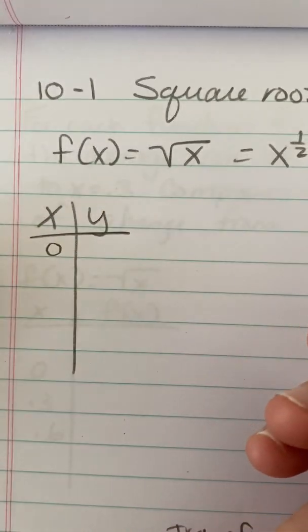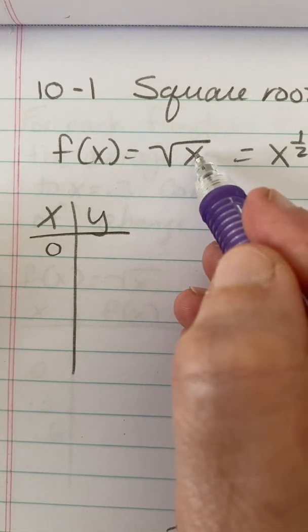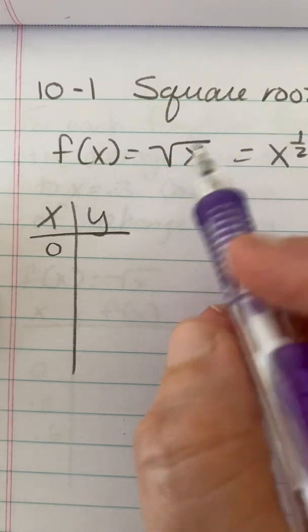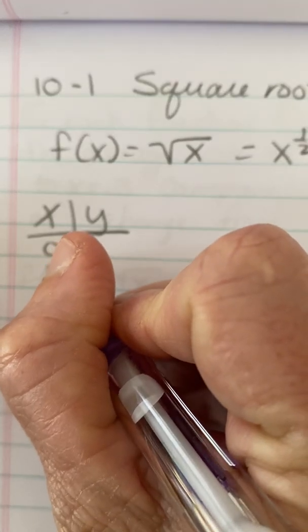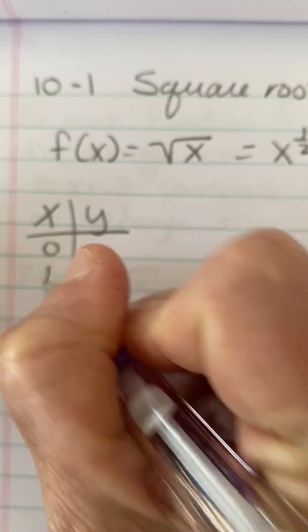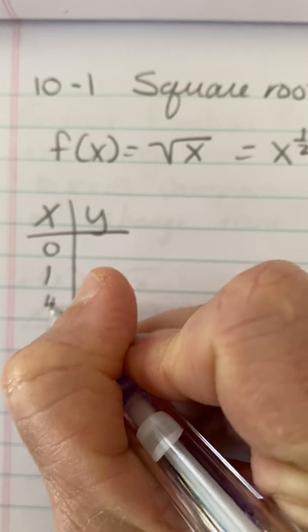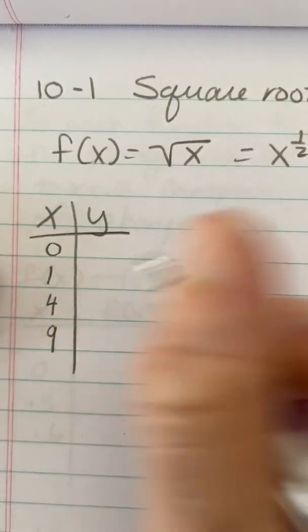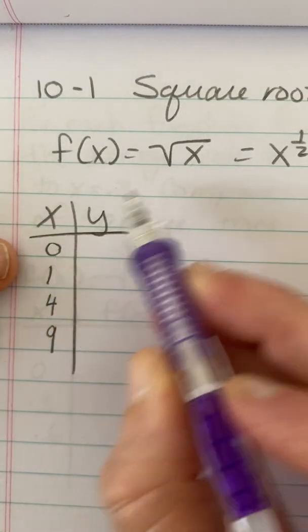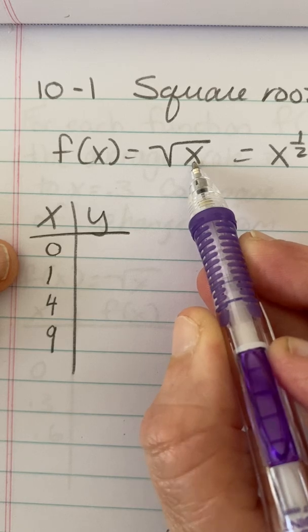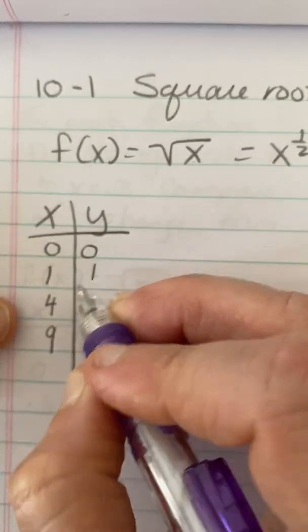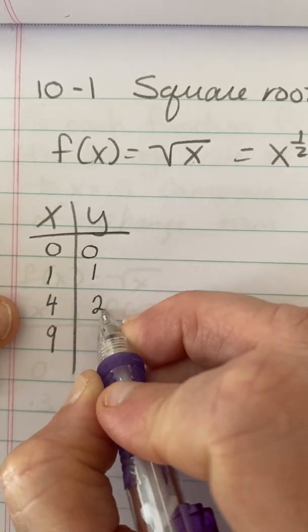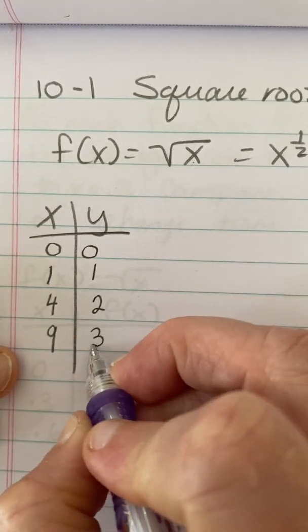And then to make my life easy, I'm going to use perfect squares since I'm having to square root them. So I'm going to go from 0 to 1, to 4, and then to 9. Okay, and as I put this in, I plug in 0 here. The square root of 0 is 0. Plug in 1. The square root of 1 is 1. The square root of 4 is 2, and the square root of 9 is 3.